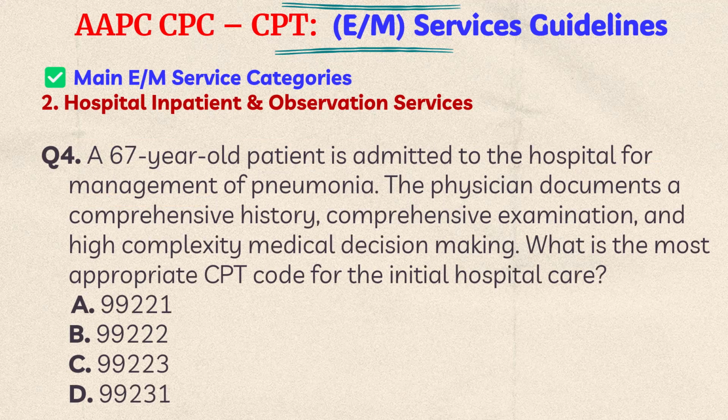A 67-year-old patient is admitted to the hospital for management of pneumonia. The physician documents a comprehensive history, comprehensive examination, and high complexity medical decision making. What is the most appropriate CPT code for the initial hospital care? There are four codes available: 99221, 22, 23, and 31. So please take your CPT code book and find the answer.